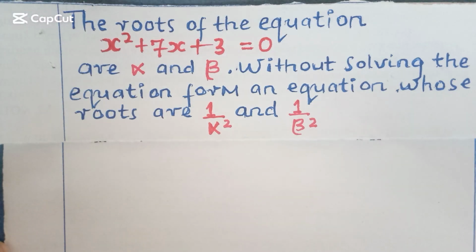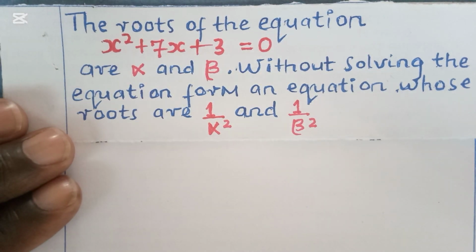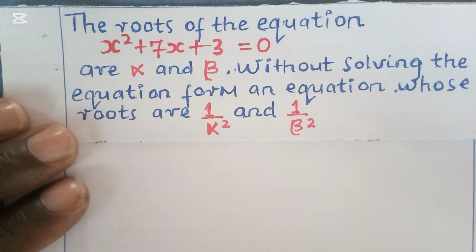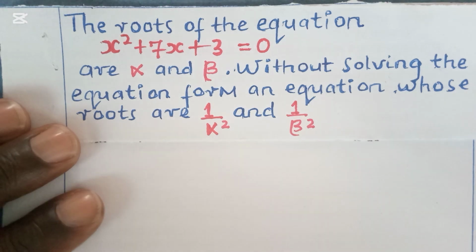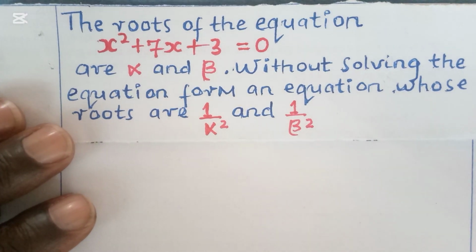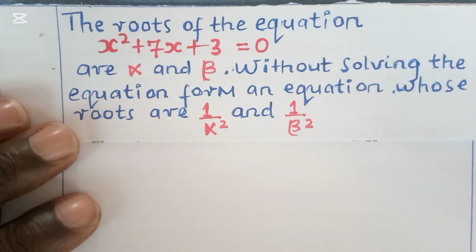Guys, let's look at this question. I read the question: the roots of the equation x squared plus 7x plus 3 is equal to 0 are alpha and beta. Without solving the equation, form an equation whose roots are 1 over alpha squared and 1 over beta squared.